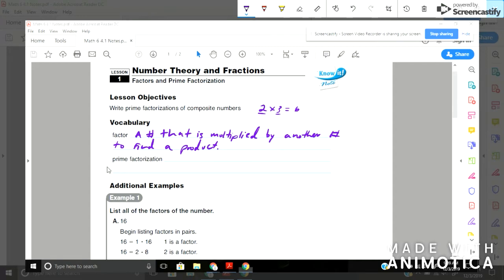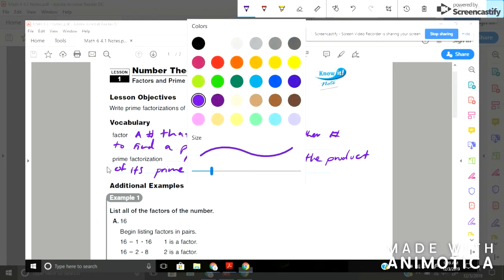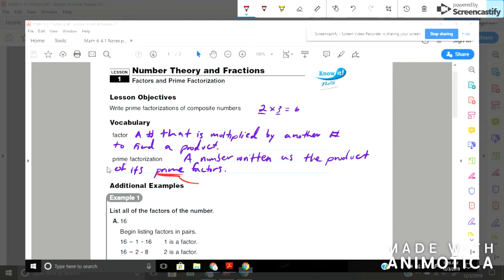Okay. And the second vocab word is prime factorization, and that's a number written as the product of its prime factors. Okay, and the keyword there being prime. If you don't remember what a prime number is, it's when it only has one and itself as factors.